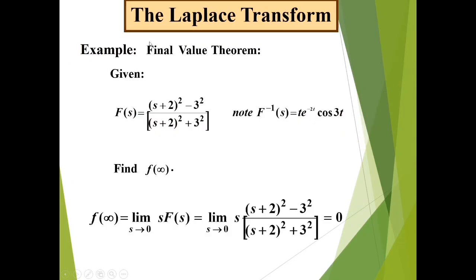Example for the final value theorem. So F of s is given. F inverse of s is t into e power minus t cos 3t. We know this already, in transform pairs we have seen this. So for finding f of infinity, we write the formula and then we apply s tends to 0 and get the final value as 0.